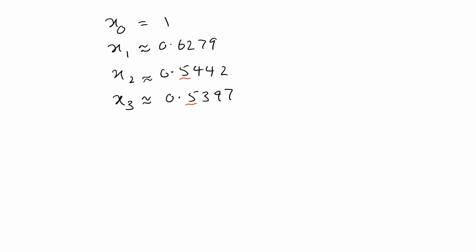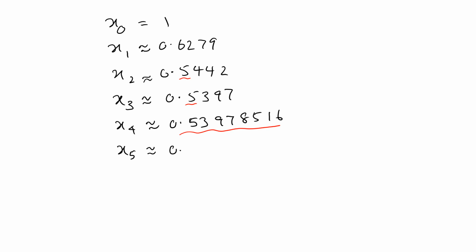You can see the first digit is fixed now. So let's plug that one back into the equation. When you do that, you get x4. If you look at x4, you can see it's 0.5397. They're all equal now. I'm going to add a few more now, because whenever you see numbers are fixed, try to add a few more. So when you add that, your x5 becomes, if you plug the value back into the equation, 0.53978516, and you can see that they are exactly the same.